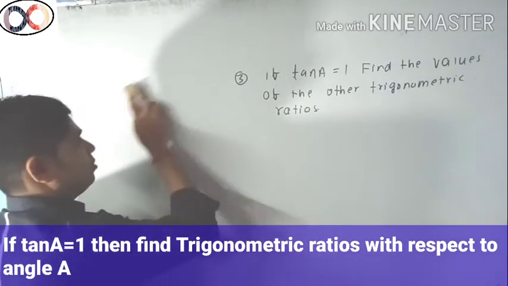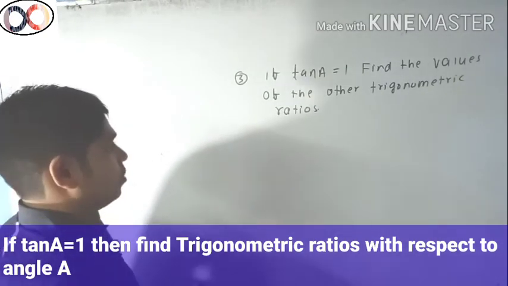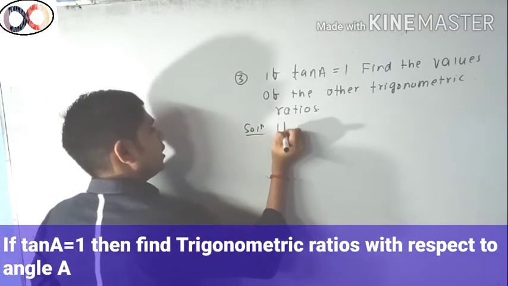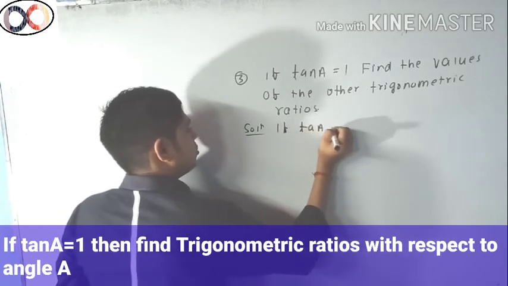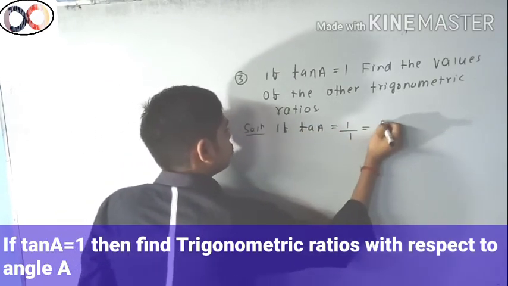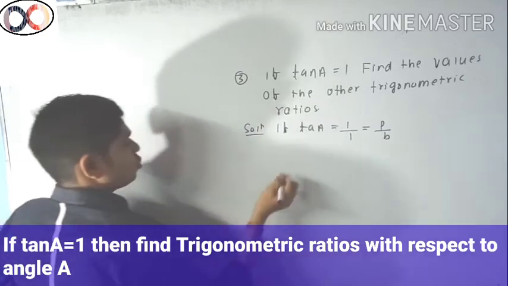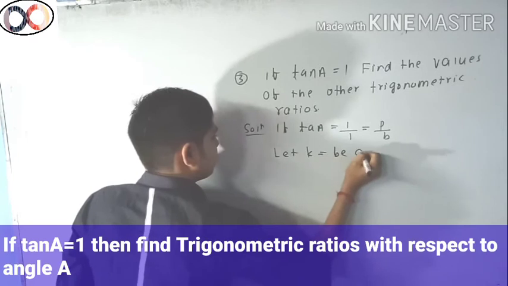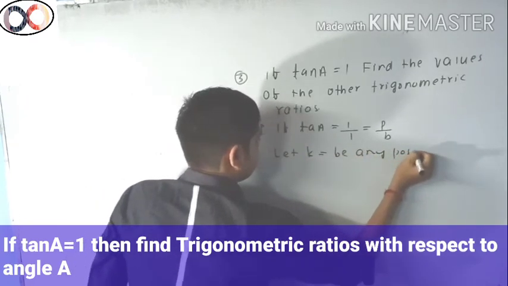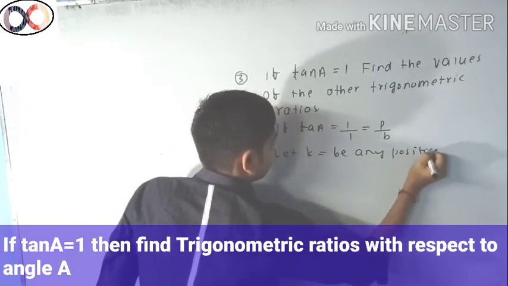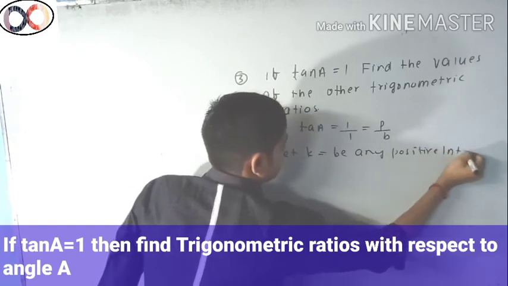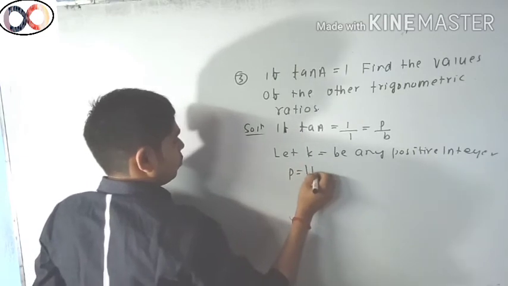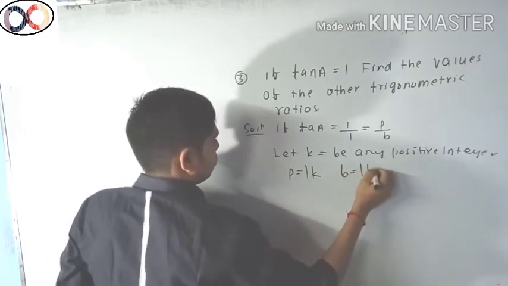Suppose tan A equals what? Tan A equals 1 by 1. We can write here, this is the P, this is the B. So let k be any positive integer. So P equals 1k and B equals 1k.